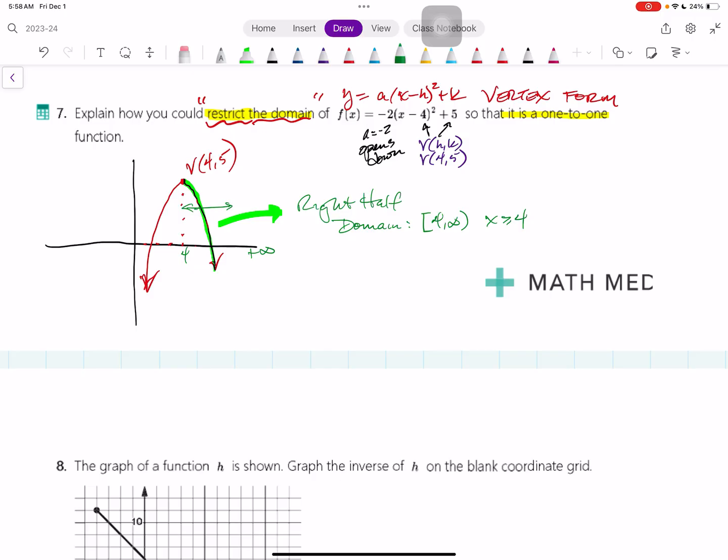Or, if you want, you could take the left half as well. If you take the left half, the domain would look different. It would be from negative infinity to 4, or you can say x less than or equal to 4. So that's the left half idea. There are two different ways to do it. Either use the left half or right half, and what you want to do is split it right down the middle through the vertex. Again, take it to the right or take it to the left.